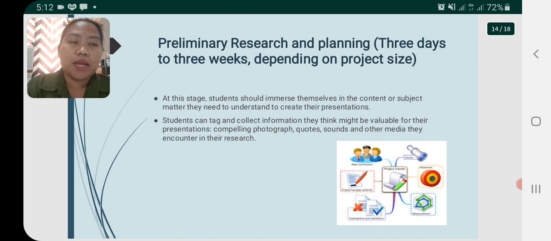Preliminary research and planning, 3 days to 3 weeks depending on project size. At this stage, students should immerse themselves in the content of the subject matter they need to understand to create their presentations. Students can tag and collect information they think might be valuable for their presentations, compiling photographs, quotes, sounds, and other media they encounter in their research.